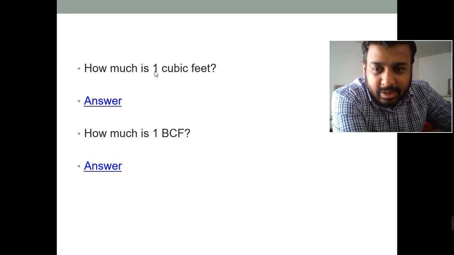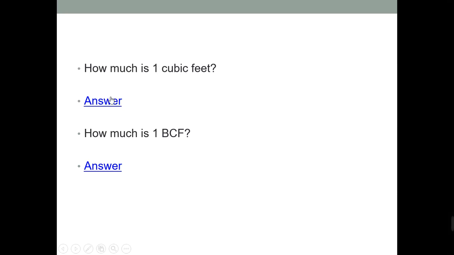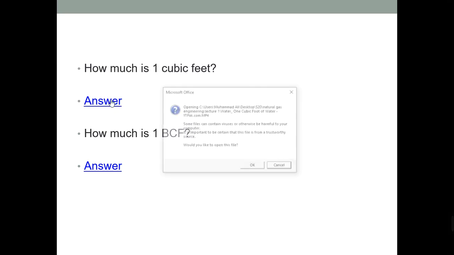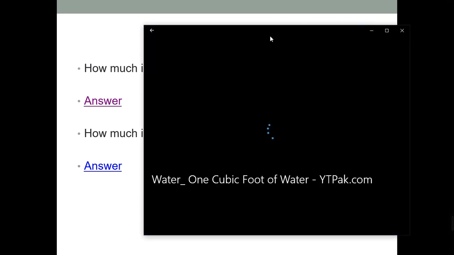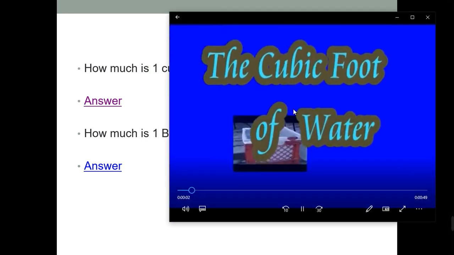Now let's look at another two terms. What is the cubic foot? Because we are going to talk about the standard cubic feet of gas. So let's look at it. What is the standard cubic foot?